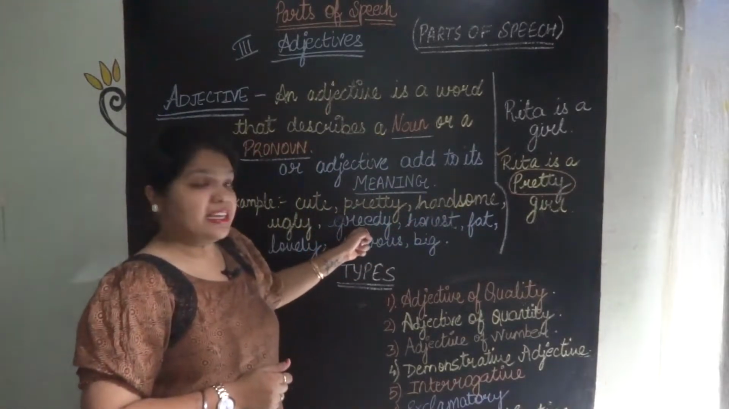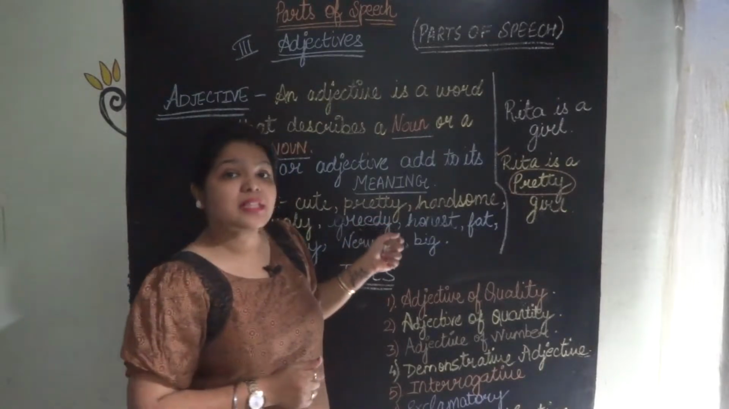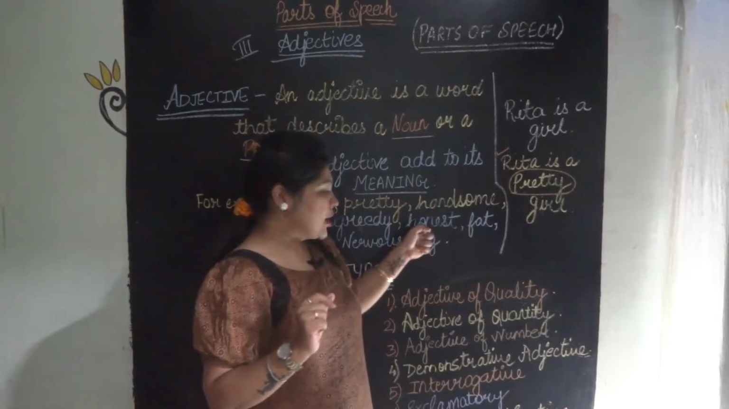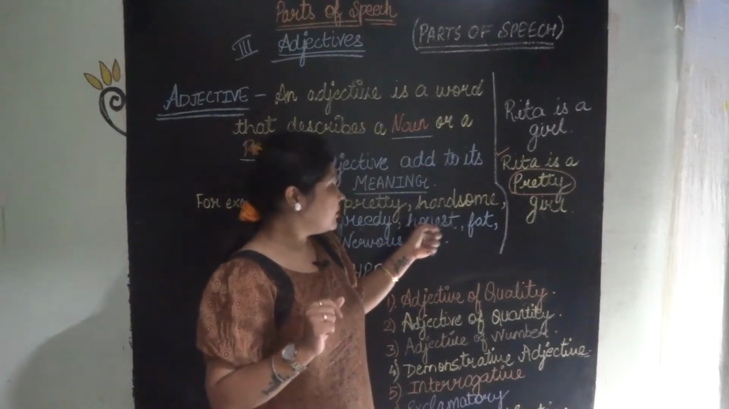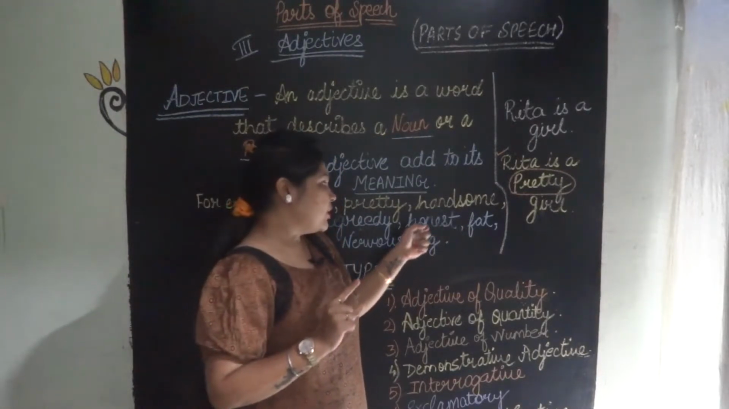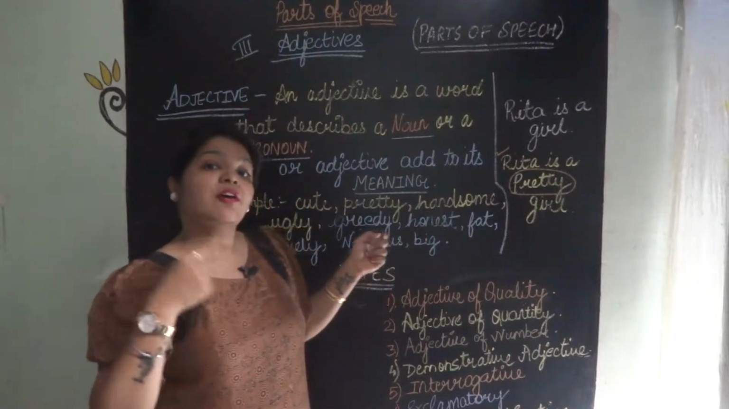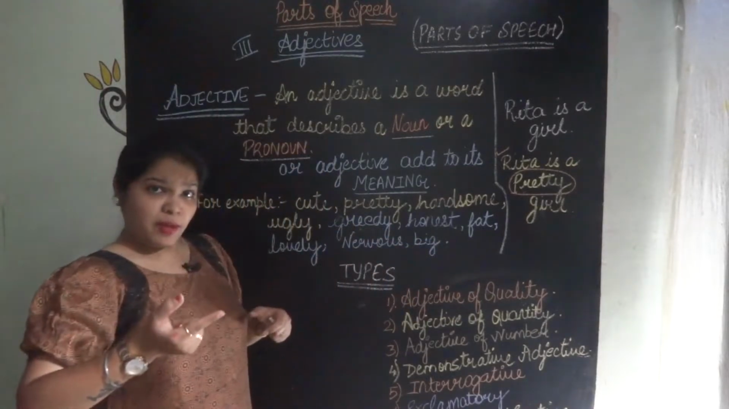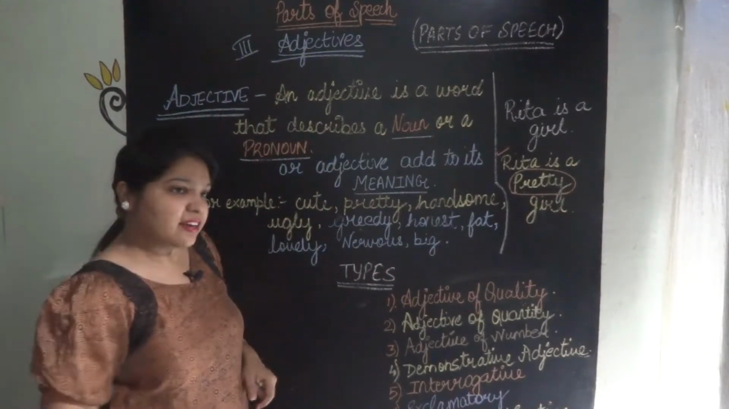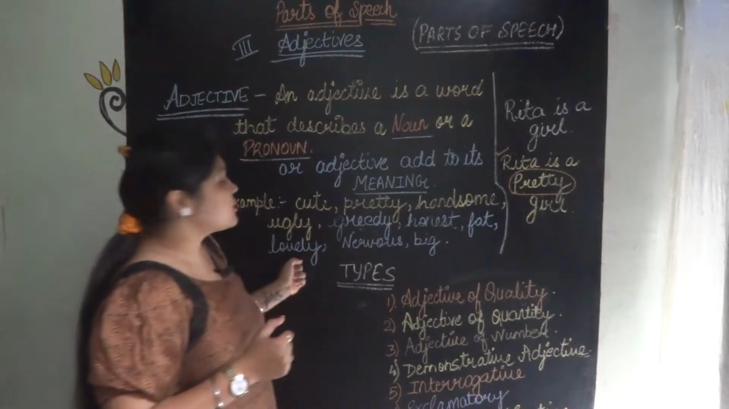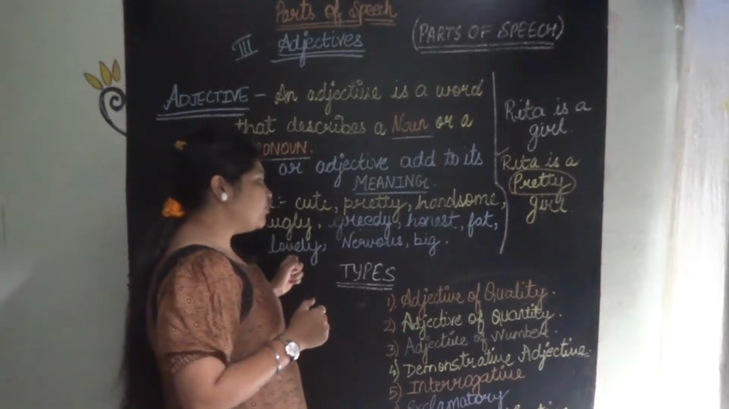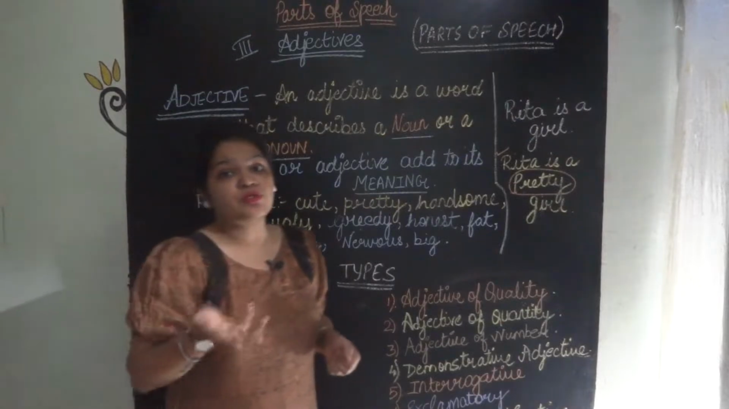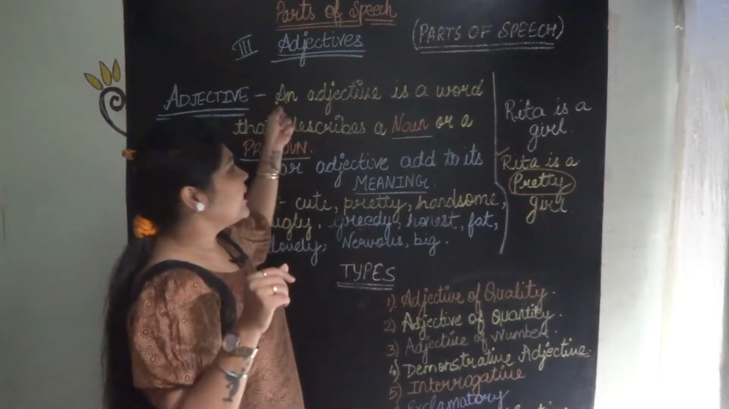Ugly, greedy. The crow is very greedy. The crow is a noun and greedy is defining whom? The crow. Honest. The farmer is honest. The farmer is a noun and honest is giving the quality or characteristic of the farmer. Fat. He is a fat man. He is a thin man. The lady is fat. The lady is thin. So these are all the words which describe a noun or a pronoun. Lovely, nervous, big, small. The words we use to define some word are the adjectives.